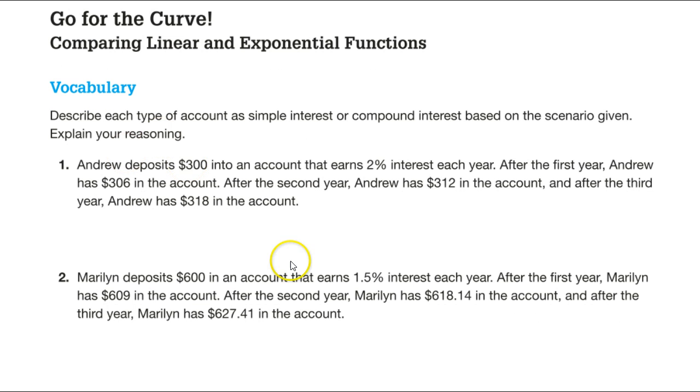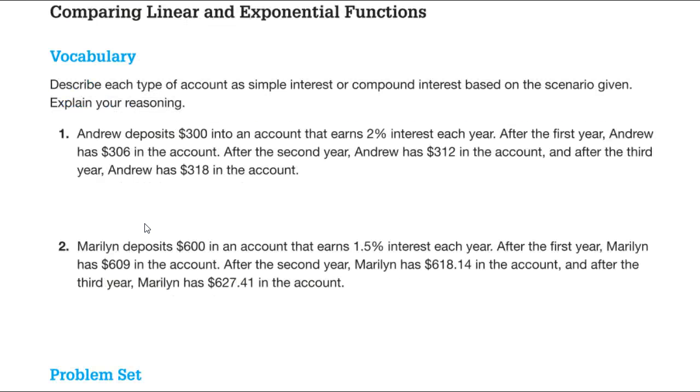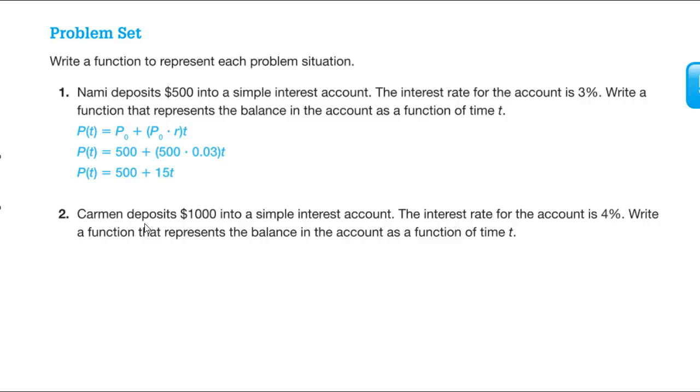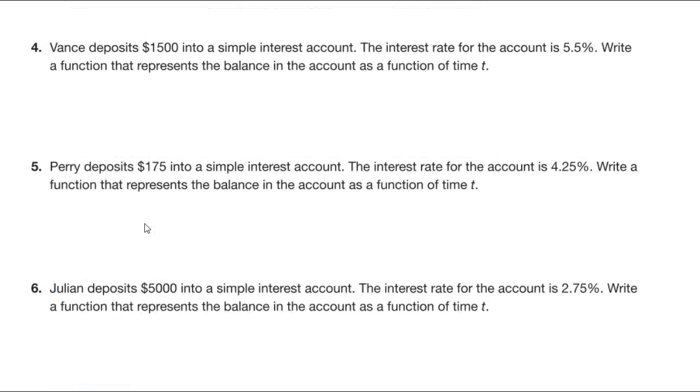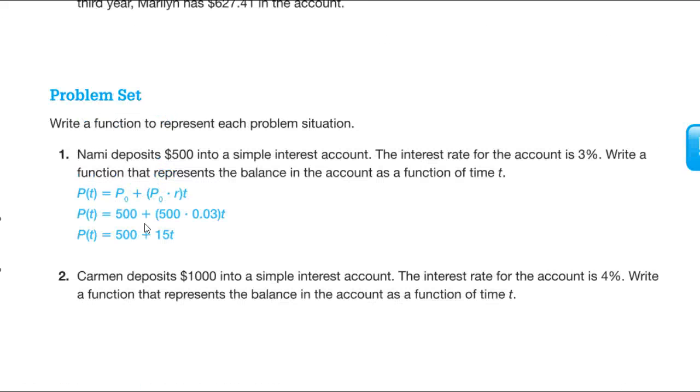So here we have the vocab. Vocab is all you guys. You can feel free to review with that with me at any time. So let's start with the first set. Problems number 1 through 6 are all under the same direction. Right here it says to write a function to represent each problem situation.